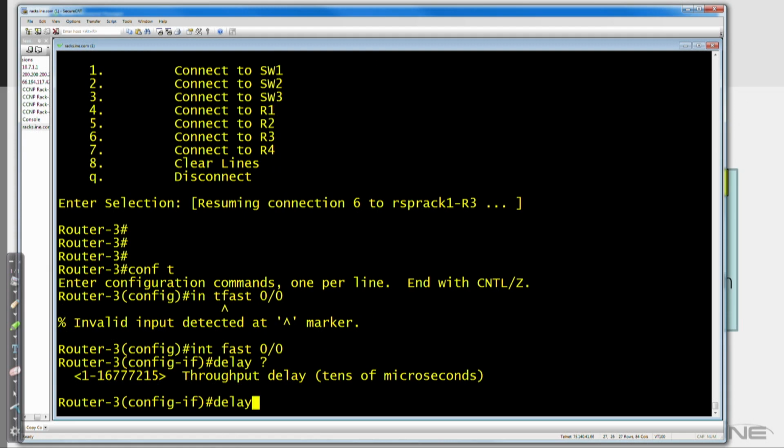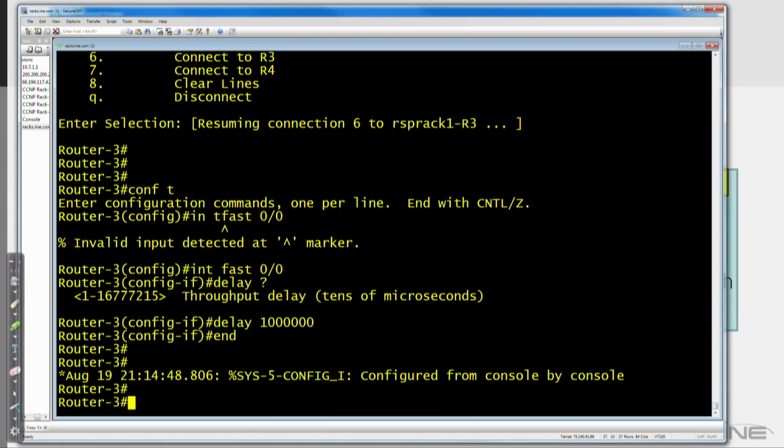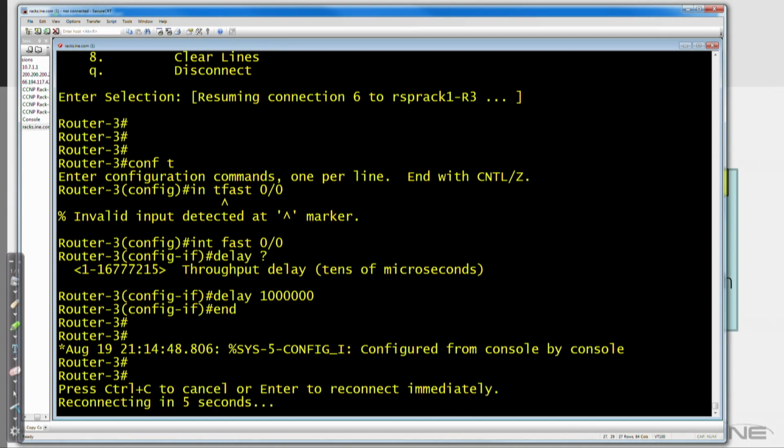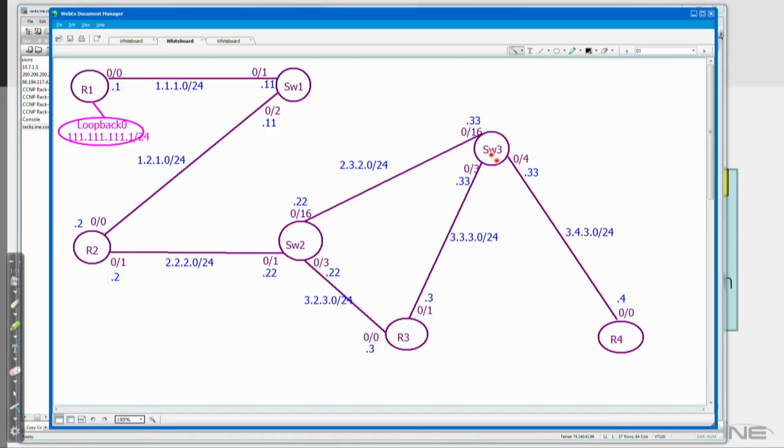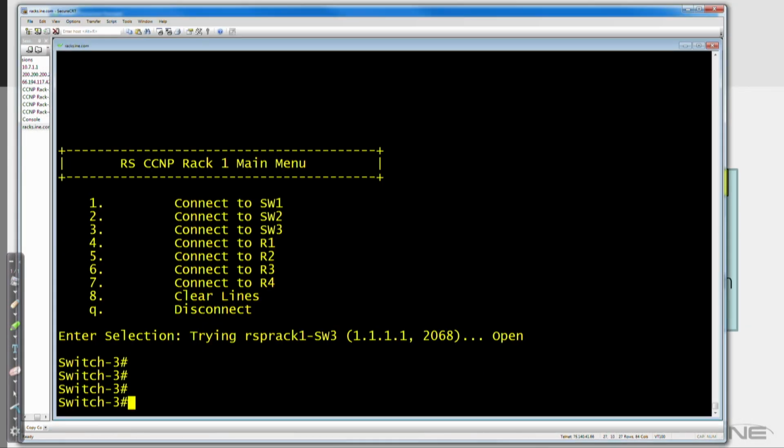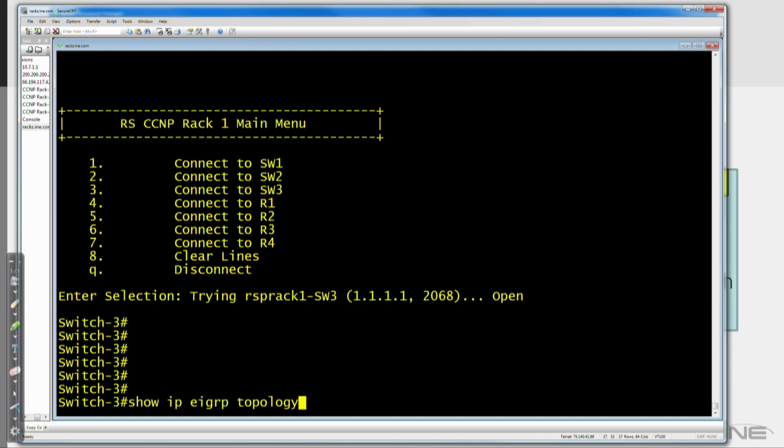And let's say the delay is, I don't know, something really big. What was that maximum number there? 16,777,000. Why don't we do 1 million? Delay 1 million. Okay, now let's go back to switch 3 and let's take a look at his EIGRP topology table.